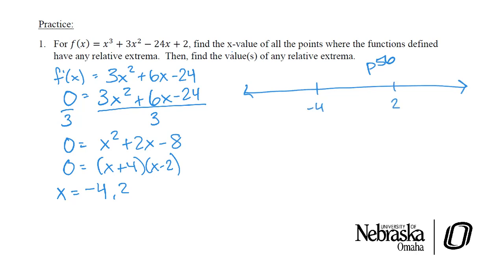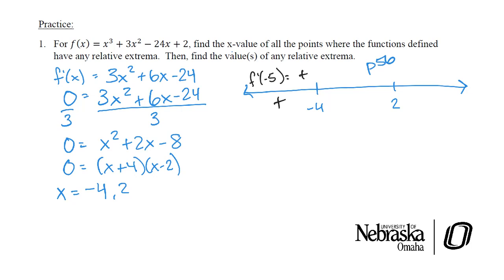Okay, so we want to check some values in the derivative on either side, to the left of negative 4, in between negative 4 and 2, and greater than 2, to see what our slope is like in each of these regions. So if we plug something into the left of negative 4, say negative 5, we will get a positive number. You can check that on your own. So we have a positive slope for the values that are less than negative 4.